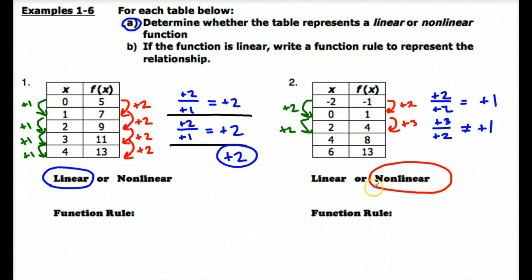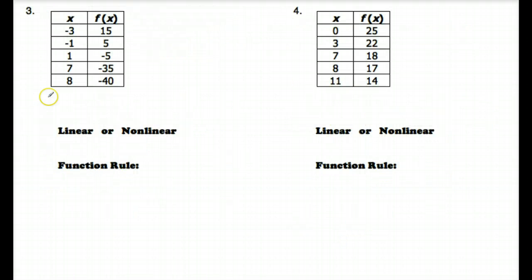Whenever we have a nonlinear function, I'm not going to even bother writing the function rule, because what I want to do is concentrate on the linear function, since that's going to be our next unit of study here. So if any function here is nonlinear, we're not going to do part B. Part B says if the function is linear, write a function rule, so I don't need to do it for my nonlinear functions. Going on to number 3, and then again we'll come back to the function rule parts.